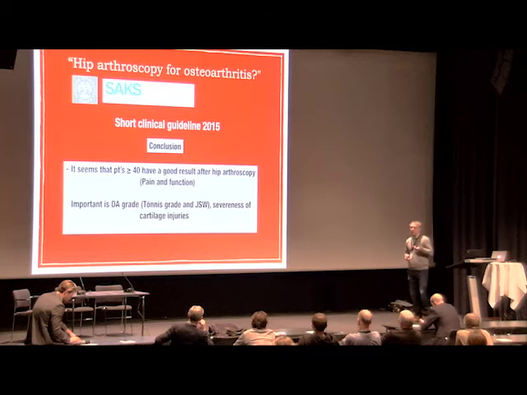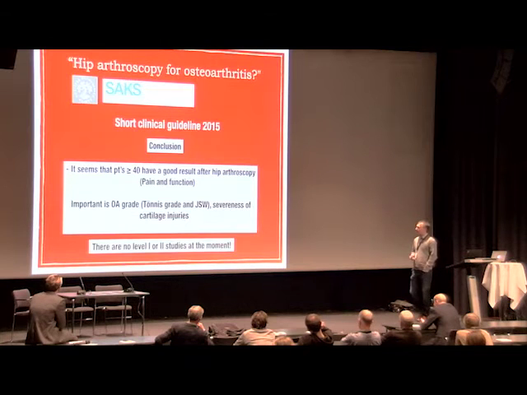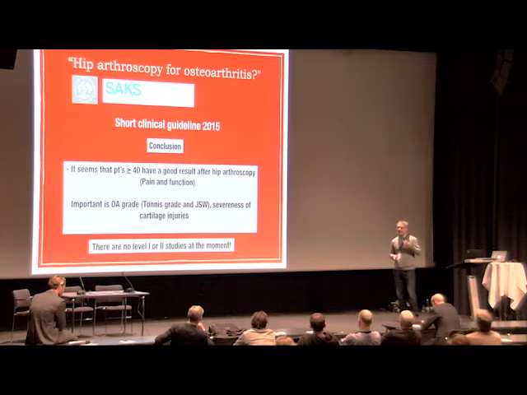It's very important that you grade the OA changes on the X-ray, the Tönnis grade, and you look at the joint space width, and you also look for severity of cartilage injuries. Then it might be a good option. But there are no level 1 or 2 studies at the moment. So we are lacking good studies.